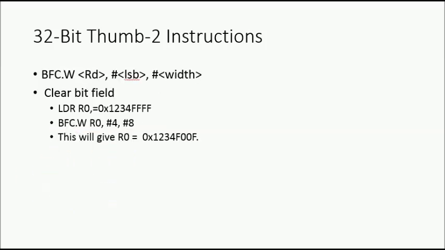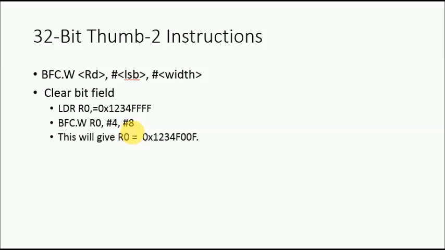Next instruction is BFC.W Rd, #lsb, #width. This instruction is used to clear the bit fields. Rd is the register whose bit positions indicated here should be cleared. Consider one example. If we load the R0 with the value 1234FFFFH, and if I give the instruction BFC.W R0, #4, #8.